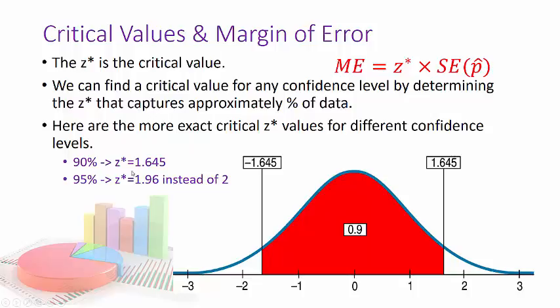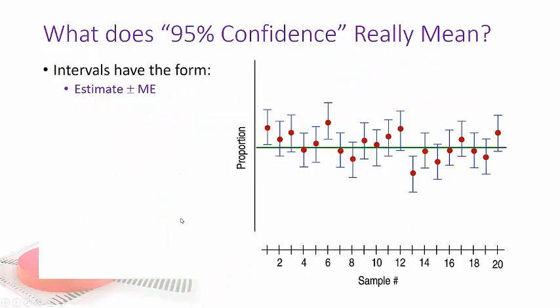If I want 90%, I'll use 1.645 and negative 1.645, and you can see it here. For 95%, I'll use 1.96 instead of 2. When you're doing 95%, which is pretty common, you might want to remember these. By the way, this formula is not on your math chart, so this is something you have to memorize.